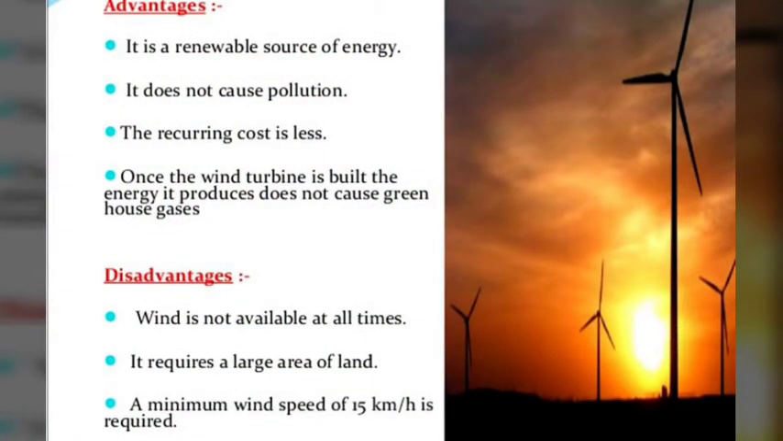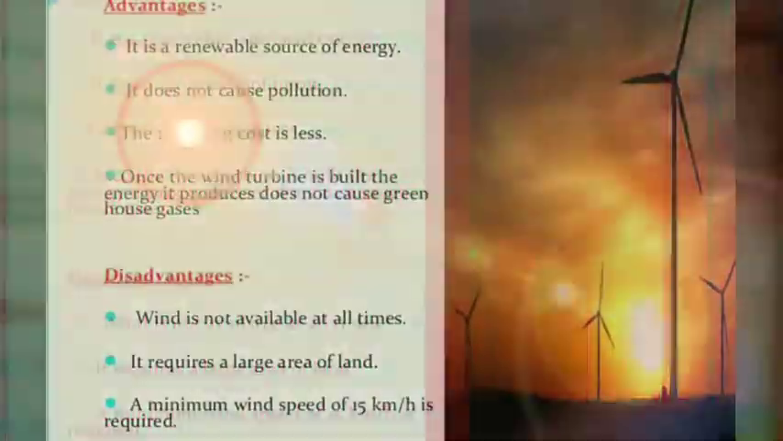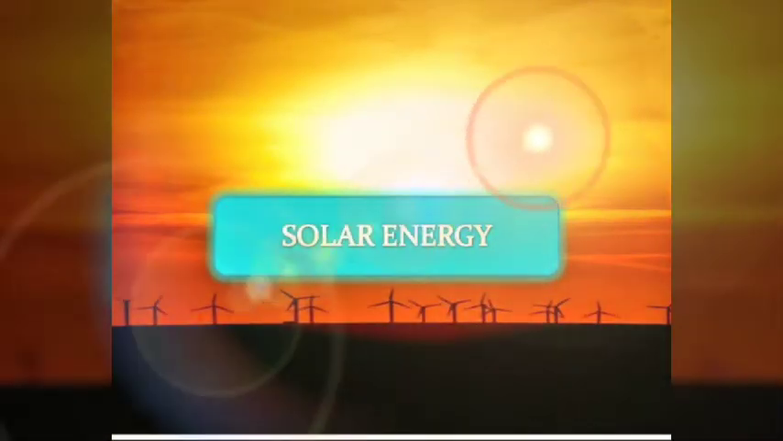Next, the advantages and disadvantages of wind energy. It is a renewable source. It does not cause any pollution. Once the wind turbine is built, the energy produced does not cause greenhouse gas. Now the disadvantage, it is not available at all times. It requires a large area of land and the speed of wind should be 15 km per hour.